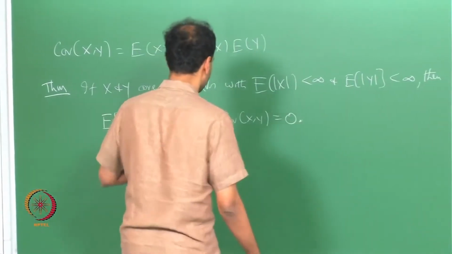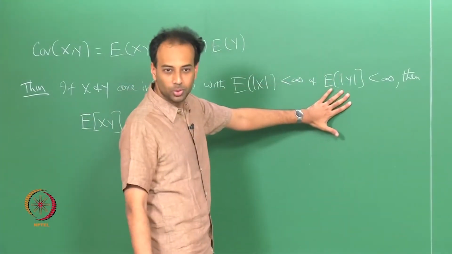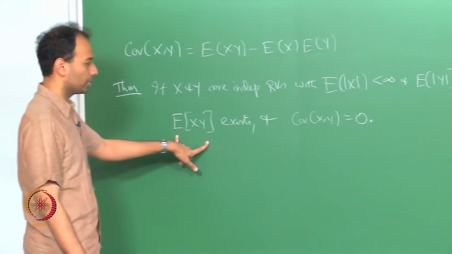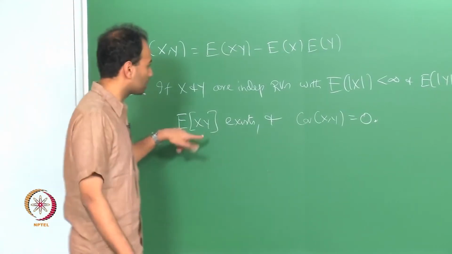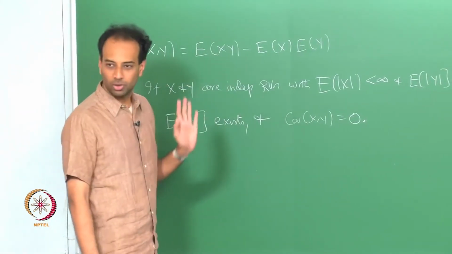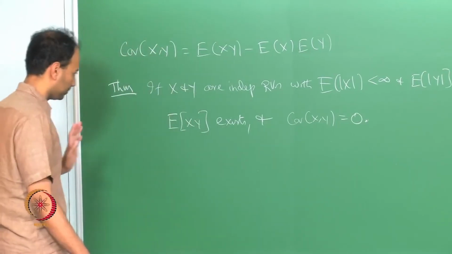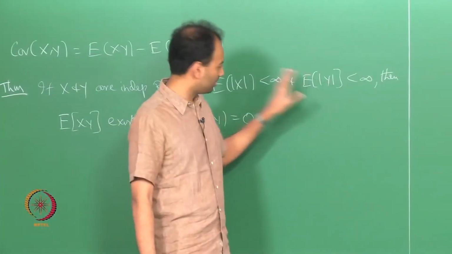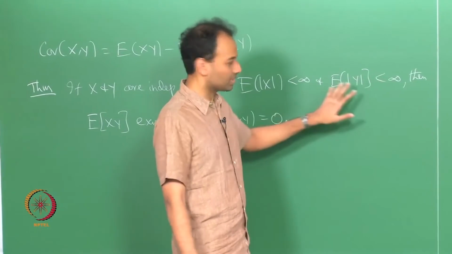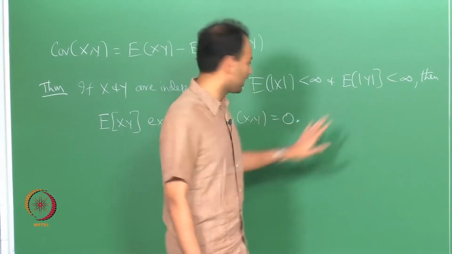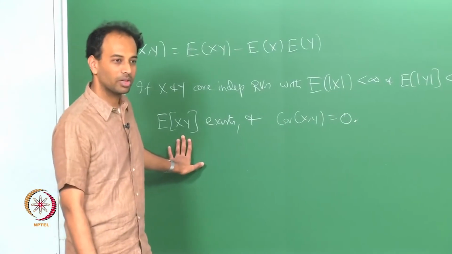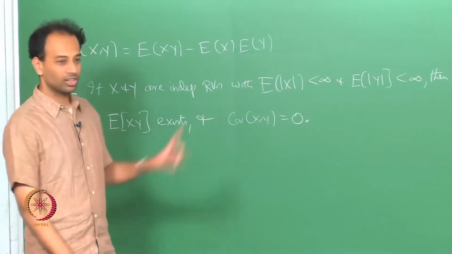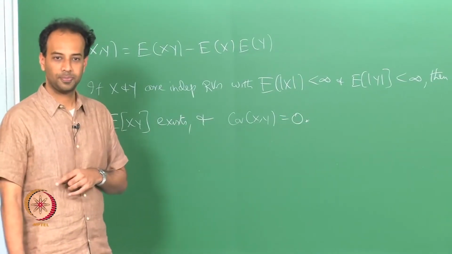All you need here is expectation of absolute x and expectation of absolute y being finite. Then you are guaranteed that expected xy exists, and in particular expected xy will be equal to expectation of x times expectation of y. It is generally not the case that if x and y have well defined, finite expected value, then expected xy is well defined. But if they are independent it is automatically well defined, and in fact they are uncorrelated.